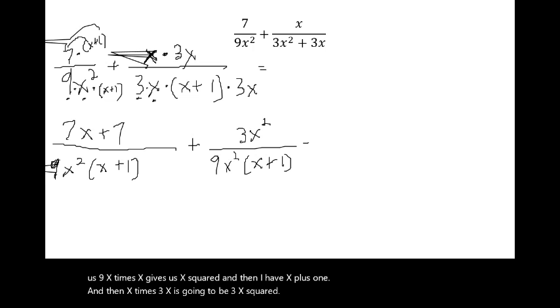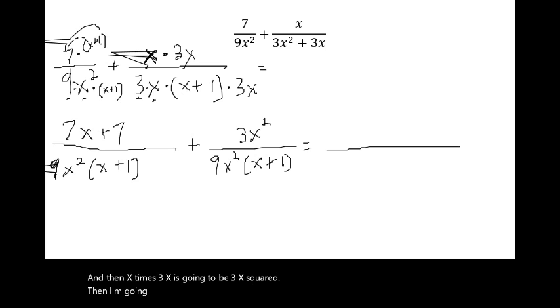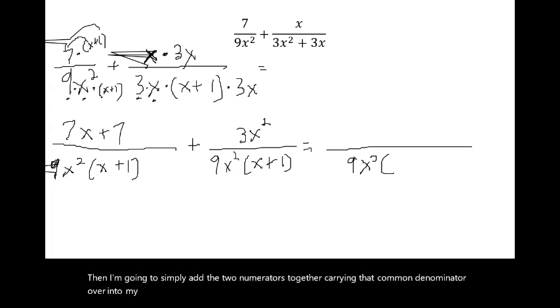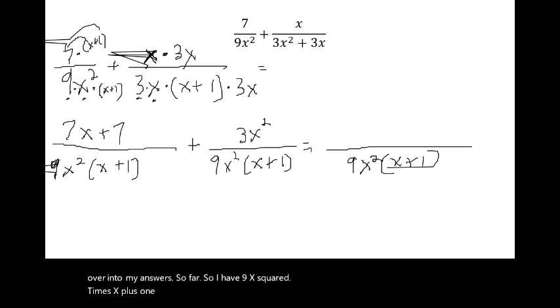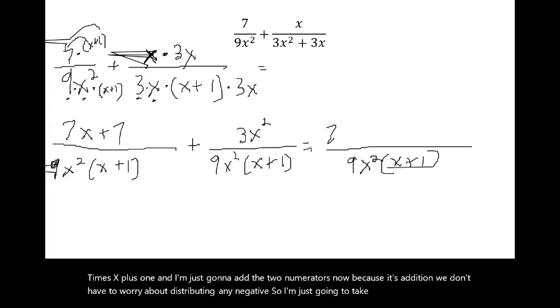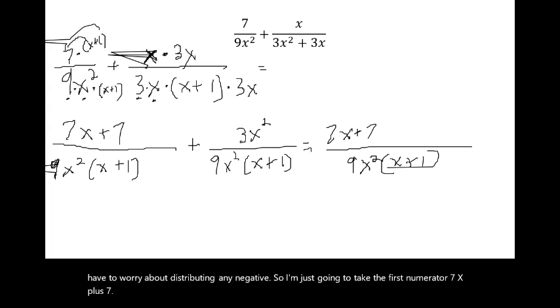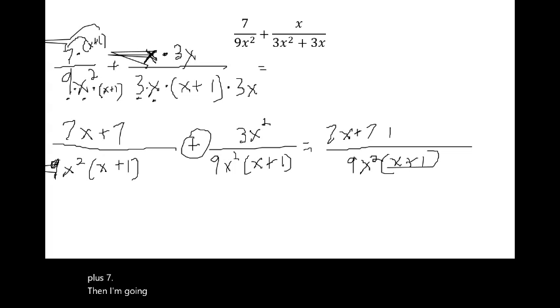Then I'm going to simply add the two numerators together, carrying that common denominator over into my answer so far. So I have 9x squared times x plus 1. And I'm just going to add the two numerators. Because it's addition, we don't have to worry about distributing any negatives. So I'm just going to take the first numerator, 7x plus 7. Then I'm going to add to it the second numerator, 3x squared.